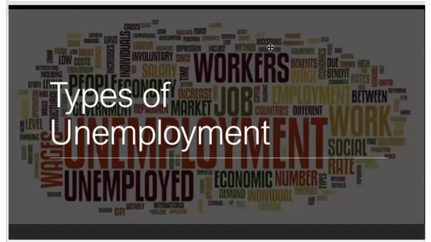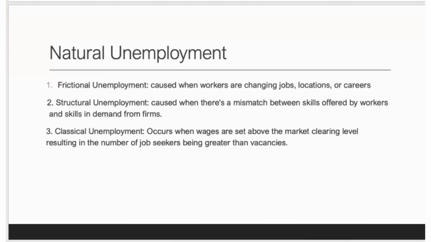In this video, I will be discussing the types of unemployment. There are three kinds of natural unemployment. Cyclical unemployment will be covered in the next video. The three kinds of natural unemployment are frictional unemployment, structural unemployment, and classical unemployment.